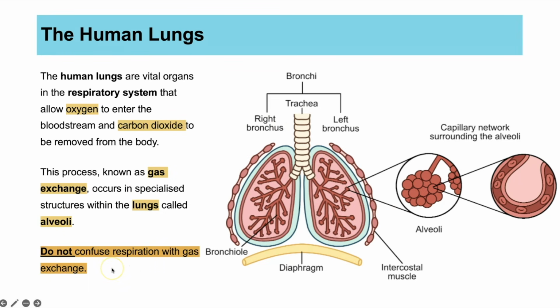One thing though I just want to point out before we do this, a really common mistake that is made is that because this is known as the respiratory system, people sometimes think that inhaling and exhaling is respiration, and that is not true. Respiration is a chemical reaction that releases energy. What happens in the lungs is gas exchange, and breathing is what ventilation is. And once you've breathed, you can then have gas exchange.